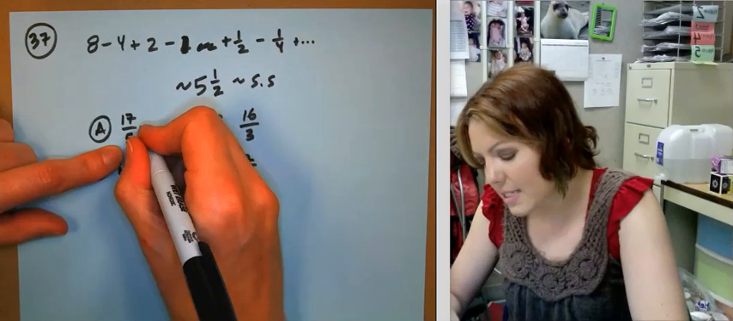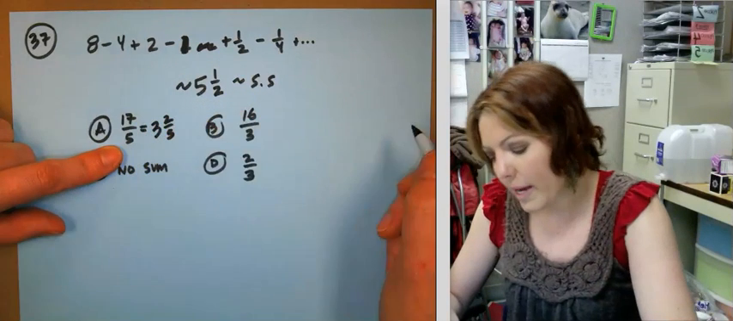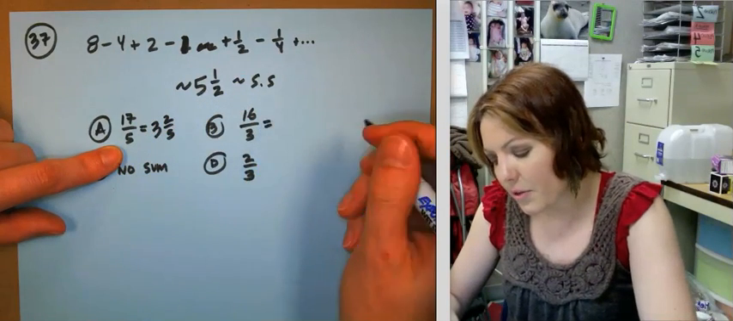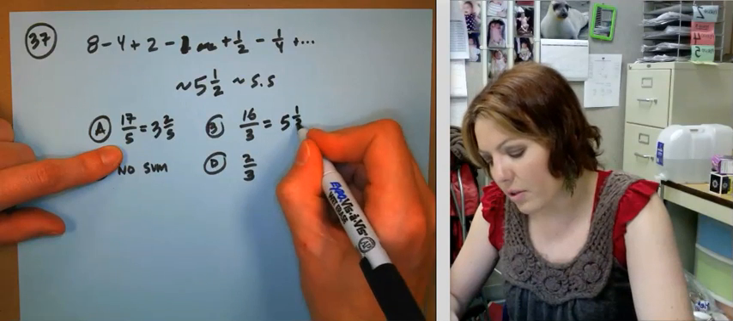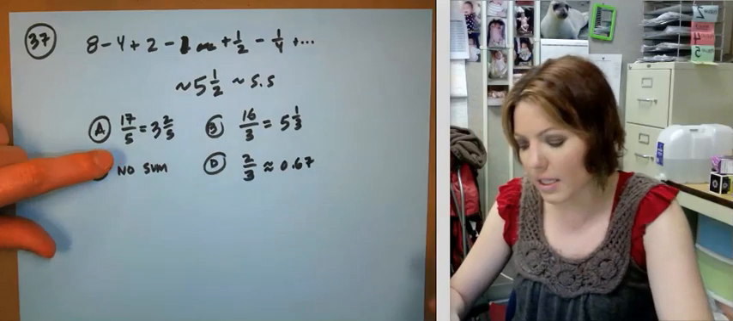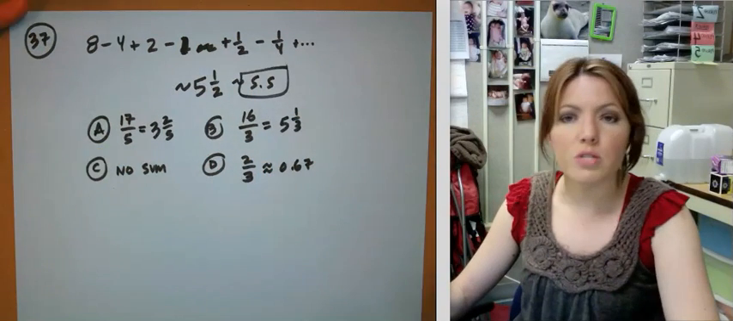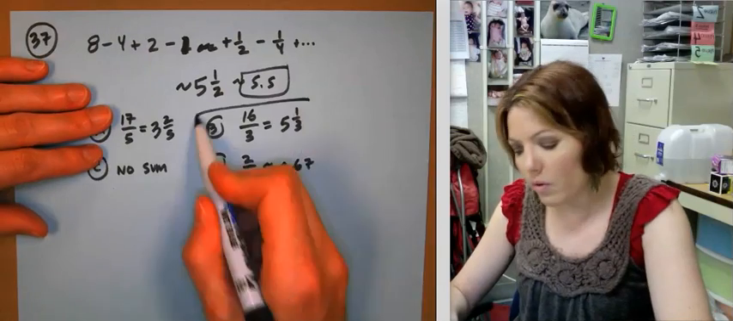17 fifths, that's the same thing as 3 and 2 fifths. Okay, then 16 thirds, that's the same thing as 5 and 1/3. And then 2 thirds, that's like 0.67 approximately. So of all of these answers, which one is closest to where we ended up? Well, that would have to be that.